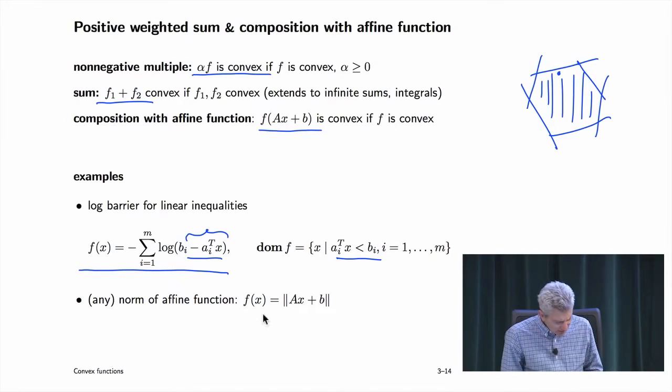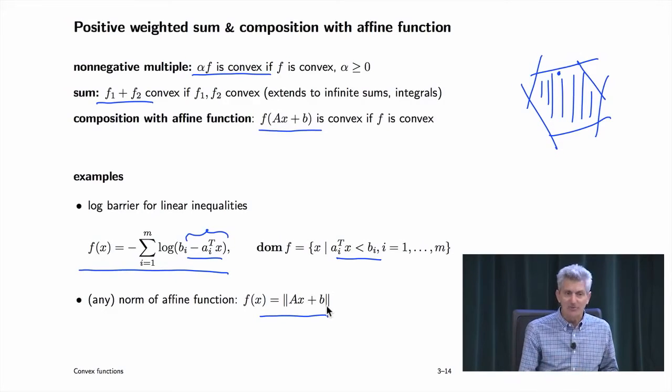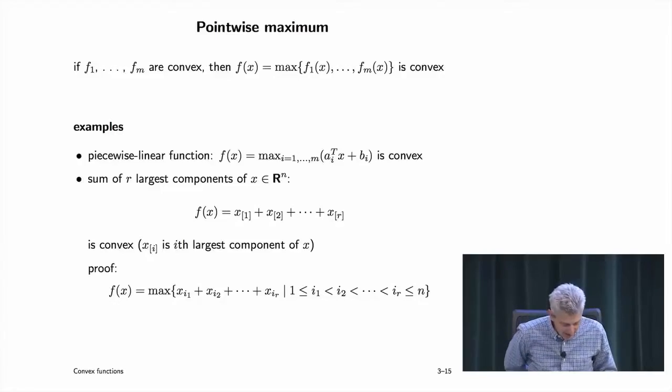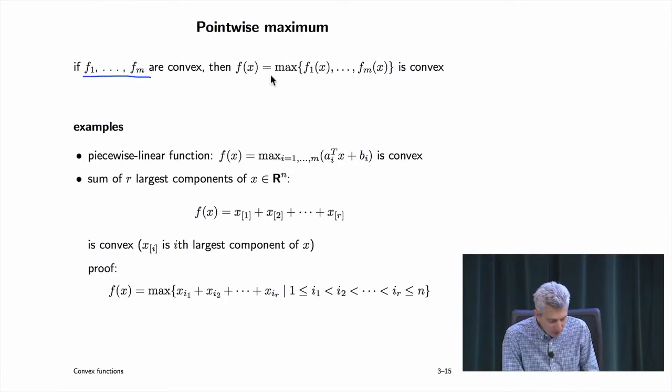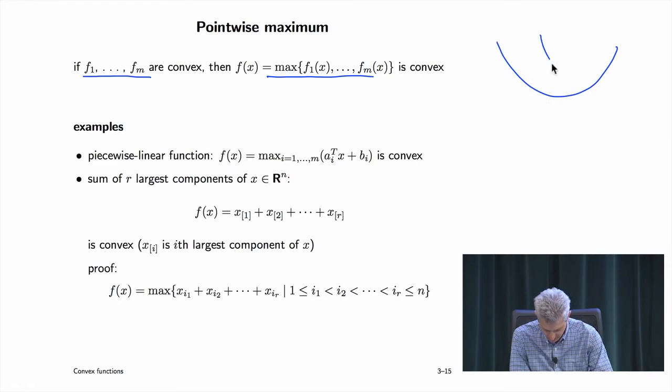All right, you can have the norm of an affine function, right? Because that's an affine function composed with a norm, which is convex. And I mean, this is kind of obvious, but we'll quickly get to ones that are not. So pointwise maximum. If you have a bunch of convex functions, then their pointwise maximum is convex. I mean, this is kind of obvious. I'm just going to draw a picture. Here's one function. Here's another. Here's the pointwise maximum, is this function here.